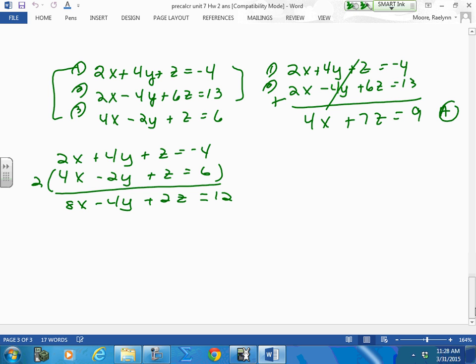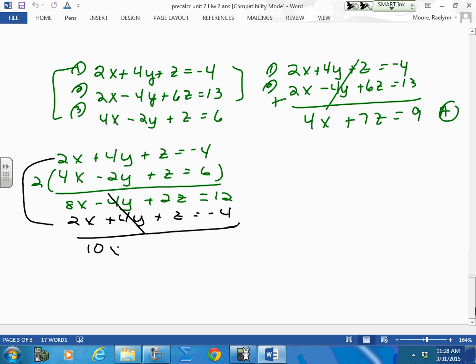Okay. Bring this one back down. We didn't change this, just bring it back down so we can add it together. So out comes the y's. I've got 10x plus 3z equals 8. This is b. Now I'm going to combine a and b because they both have 2 equations, 2 variables.